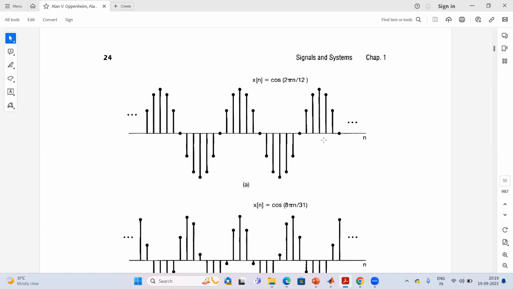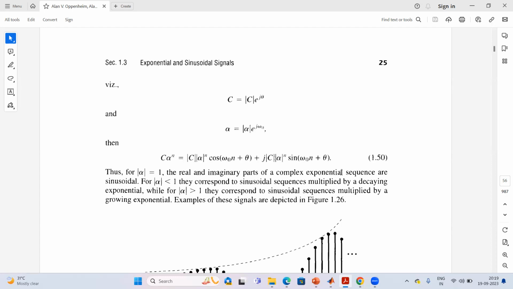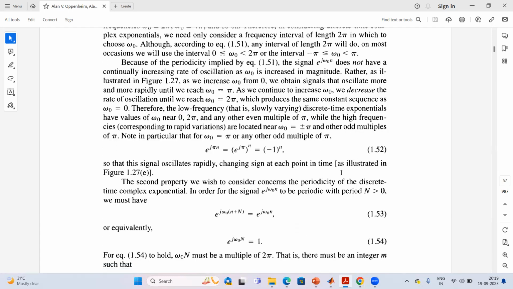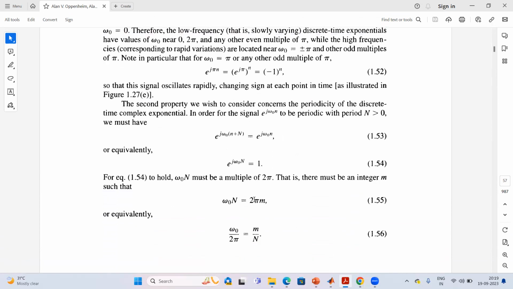So what was the condition for the periodicity, and what will be the periodicity value, capital N? We have already seen that capital N is equal to 2 pi divided by omega naught, with omega naught equal to 2 pi divided by 12. So N equals 2 pi divided by (2 pi divided by 12). The 2 pi will be cancelled out, and you will get N equals 12 multiplied with small m. In this particular case, m will be equal to 1, and we get the periodicity in terms of number of samples equal to 12.